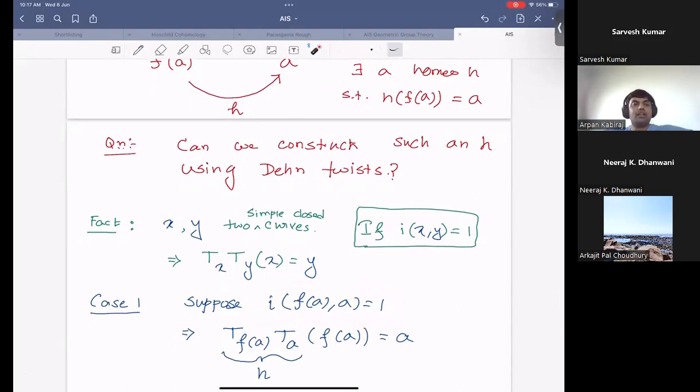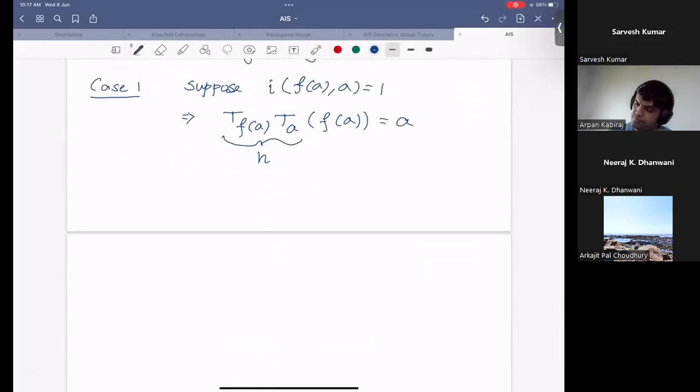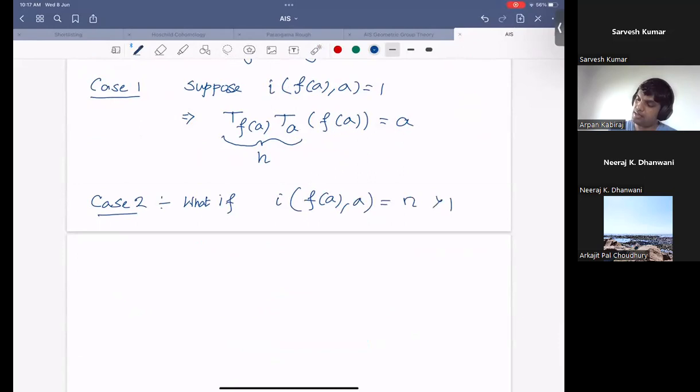Now, earlier FA and A might not even be related. Now we have some conditions that we can work on. Okay. But what if the geometric intersection number of FA and A is not 1? So case 2: what if the geometric intersection number of FA and A is, let's say, n?